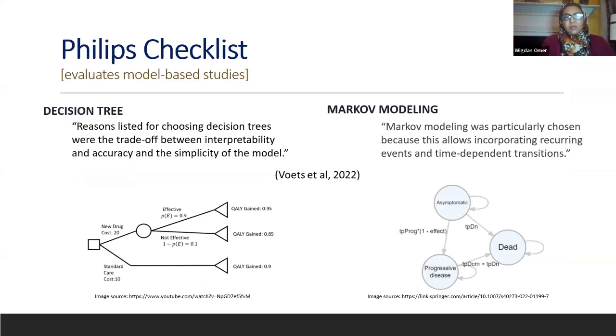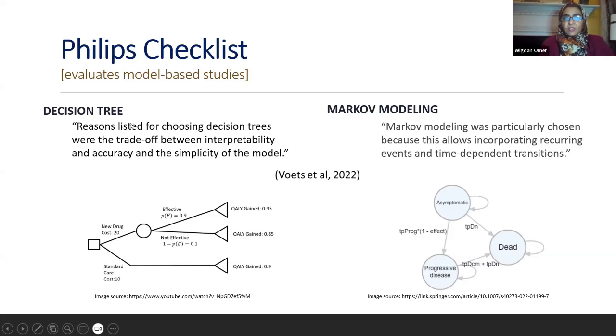The next methodology was Phillips checklist. It's only for model-based studies. Out of the 20 studies that were reviewed, only 9 had model-based studies, and they use either decision tree or Markov modeling. Decision tree is just a simple decision tree structure, and most of them had only 2 to 3 branches.